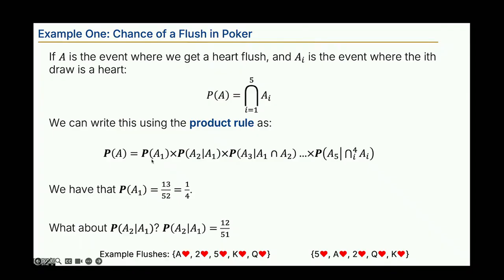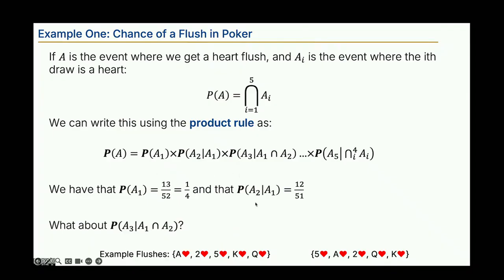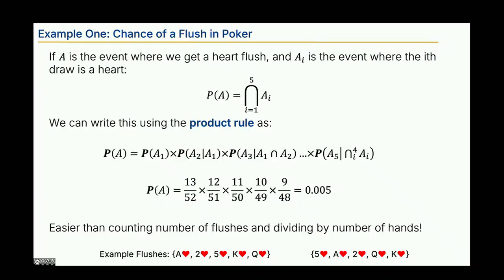Okay, so we know these first two are 13 52nds and 12 51sts. What about the third one? What's that one going to be? 11 out of 50, exactly. And we just keep on going, and we get this nice little expression that gives us the probability of a heart flush.